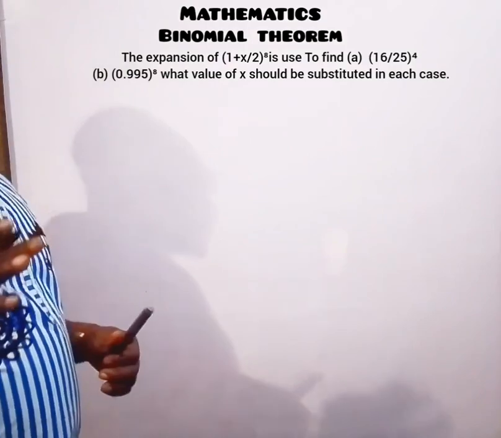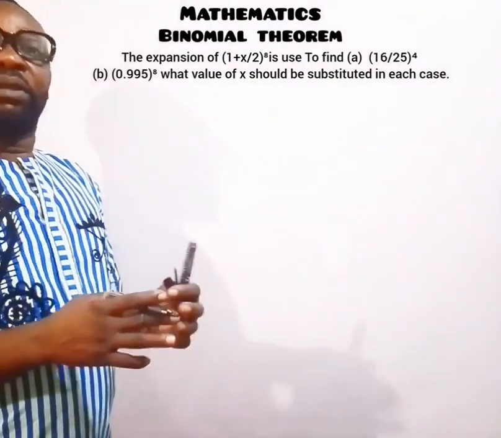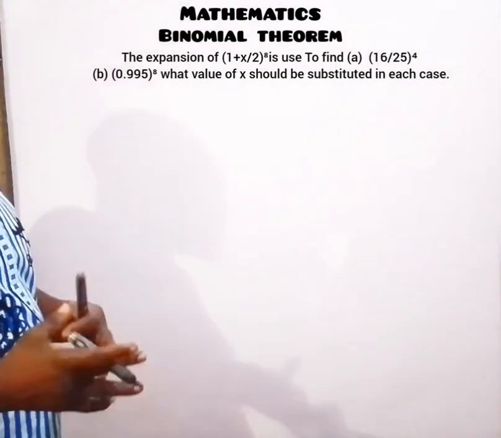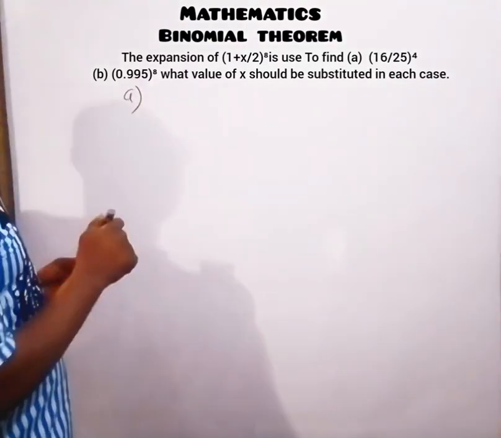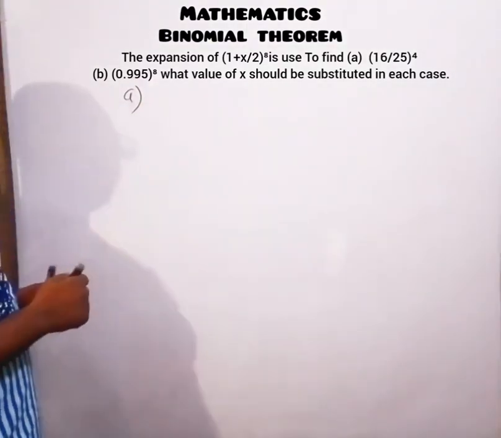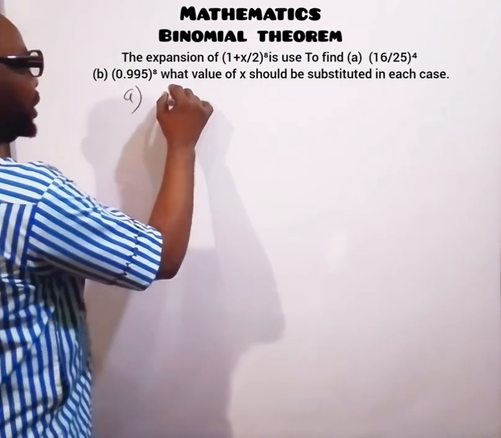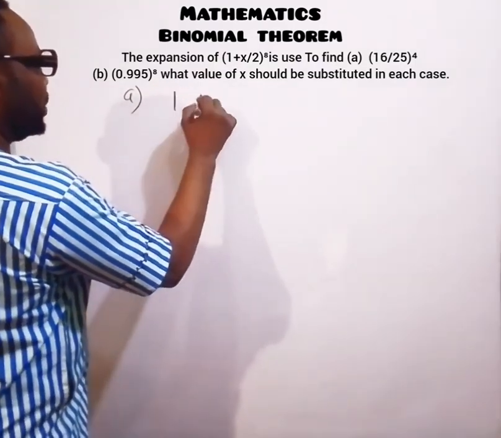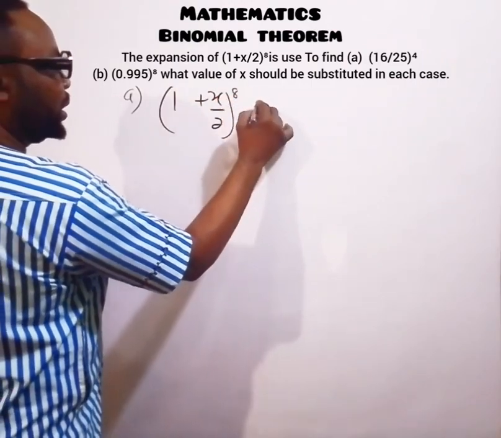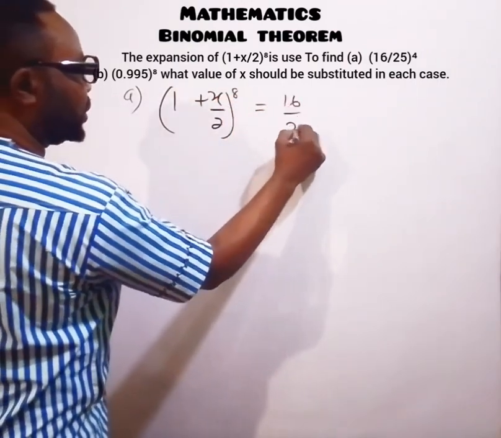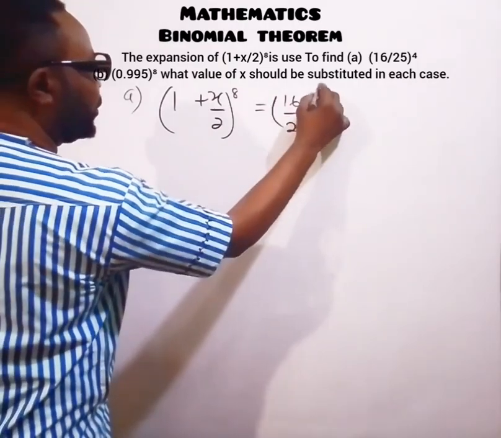Now, I'm going to solve the first part, then we'll solve the second part, that is the B part, later. A now. To solve A, you can say that I'm having the question to be 1 plus x over 2 raised to the power of 8 is equal to 16 over 25 raised to the power of 4.